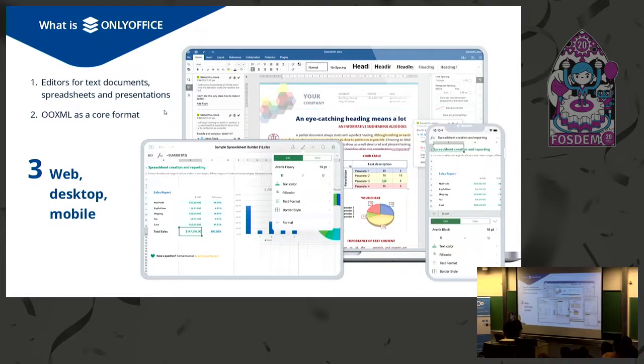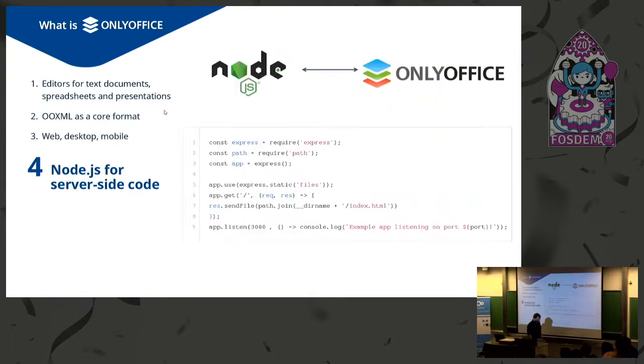ONLYOFFICE can be deployed on any platform. So we have a single engine for web, for desktop, and for mobile applications. And that guarantees seamless switch from offline to online and vice versa. We selected JavaScript as one of the most universal languages. So we use Node.js on the server side.